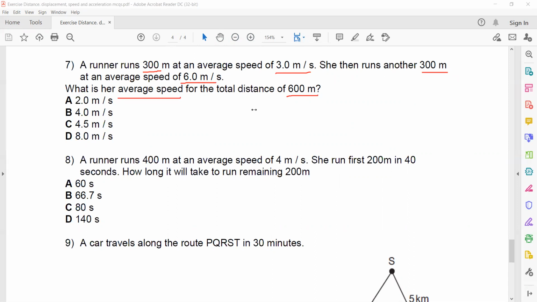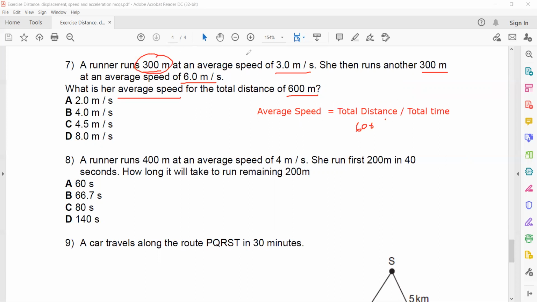So the formula to calculate average speed: the average speed is equal to the total distance divided by total time. So total distance divided by total time, the total distance they mentioned is 600. But what about the total time for the 600 meters?